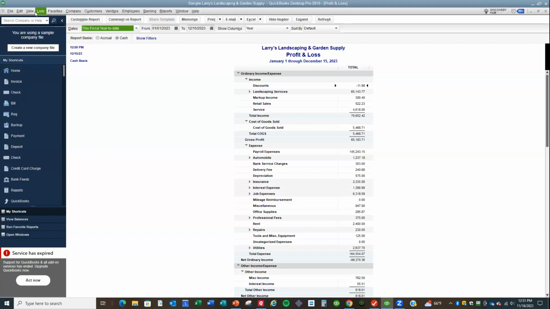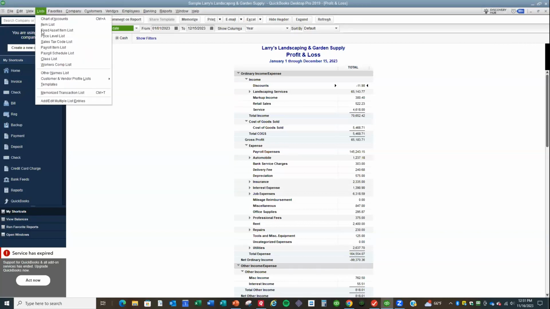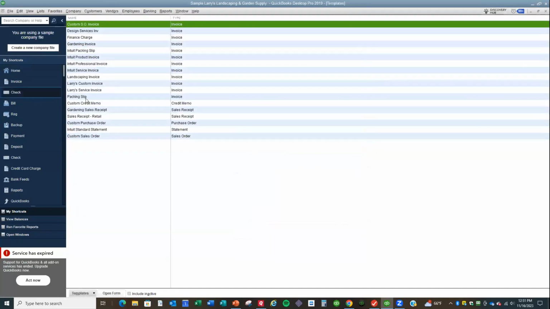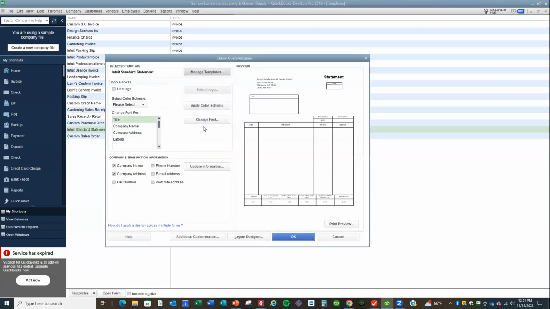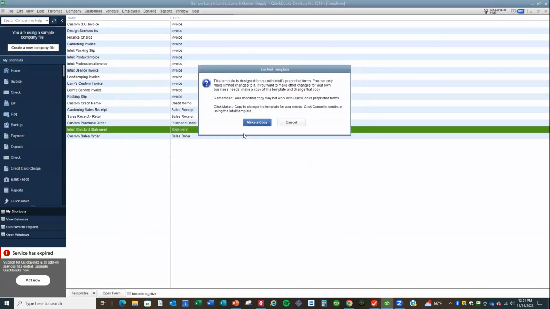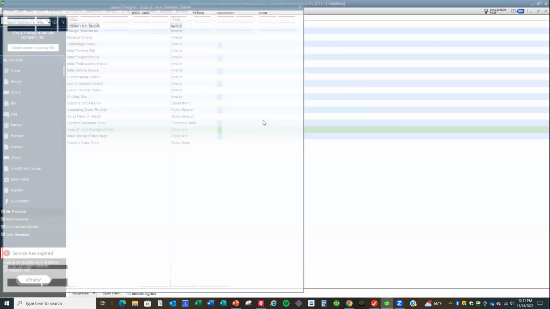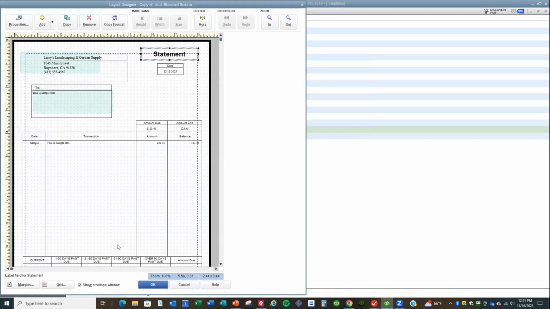Yeah, that's getting back into what we were doing for invoicing. I can't get too deep into that, but yeah, if you look under lists, templates, let's see. There's the Intuit standard statement, and then you can customize it from here. I can't get into all of that right now, though. But yeah, you can use this layout designer. You've got to make a copy of it. You can't do the standard one.